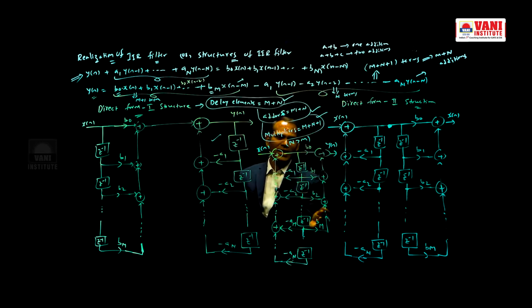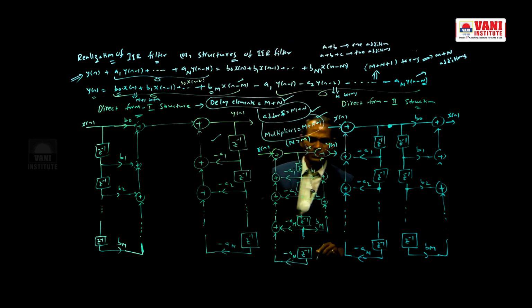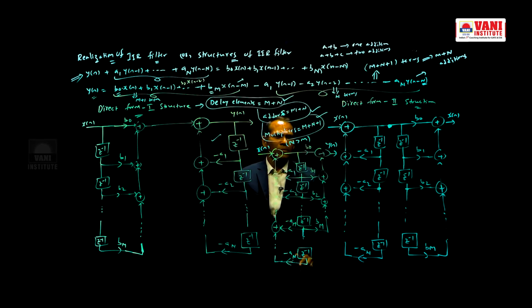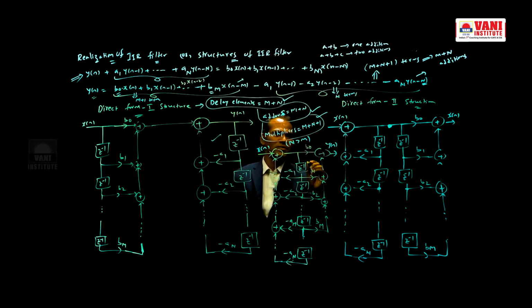If m is more than n, suppose m is more, then this side will have more delays when compared to this one. This is the diagram by assuming n is more. That is why this side has more Z inverse terms. So, this is called the direct form 2 structure. This one is called the direct form 2 structure. This structure is called direct form.